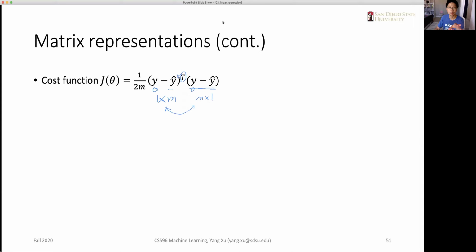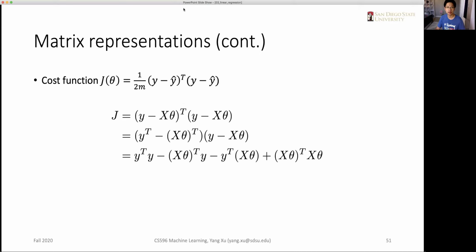Okay, so this will result in a number which is our cost. And also we will need to use this 1/2m as a normalization term. Next, we apply the equation that y hat is x times theta. If we substitute that equation into the expression of the cost function, then we'll get this expression. So the cost function is this matrix transposed times the same matrix here. So the y hat becomes x times theta.